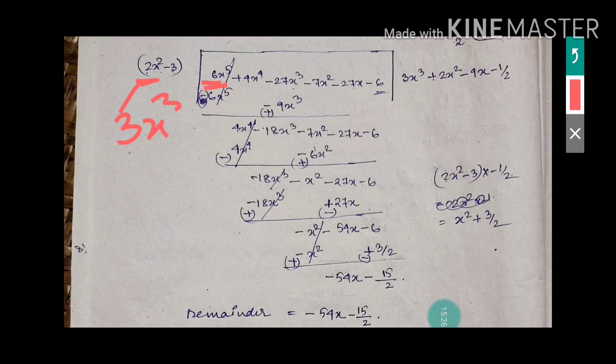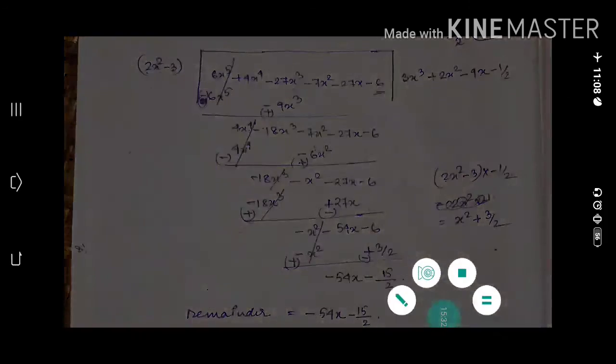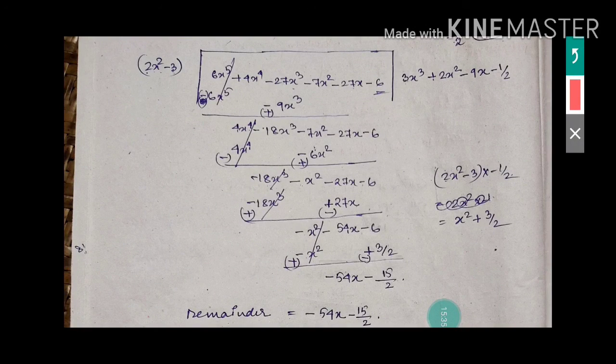That means 2 threes are 6, x square into x cube will be x power 5. So clear, I have got 6x power 5. So already plus is there, so it will be minus, that means it will get cancelled. Now with this term also you have to do the multiplication. So minus 3 into 3 is 9, and then you will get x cube. So that means you are getting minus 9x cube. So where you have to write this minus 9x cube?